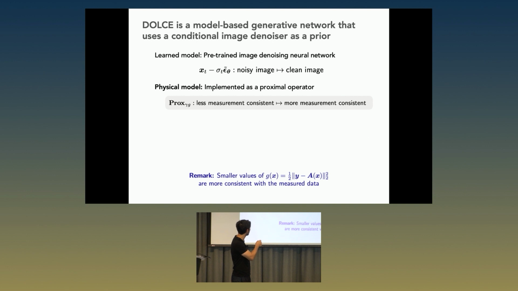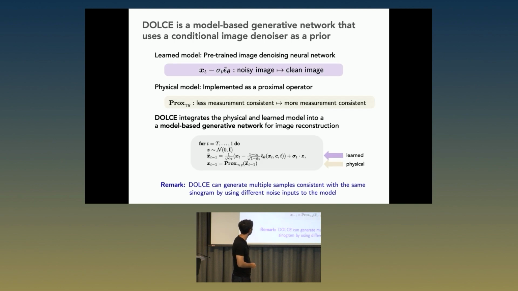We're going to implement it as a proximal operator of the measurement model that we have, and it just takes us from less measurement consistent to more measurement consistent. And finally, we're going to put it into the diffusion model framework where I have a conditional denoiser. At each iteration, we're going to generate some stochastic sampling, and we're going to put the data fidelity term as a proximal operator, and we're going to iterate this algorithm.